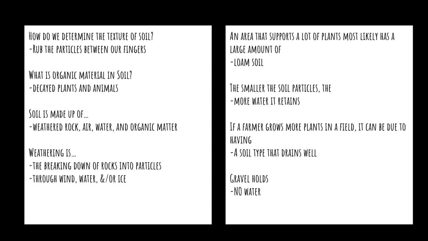An area that supports a lot of plants most likely has a large amount of loam soil. The smaller the soil particles, the more water it retains. If the farmer grows more plants in a field, it can be due to having a soil type that drains well. So you want water to be able to move through it pretty well. And gravel holds no water.